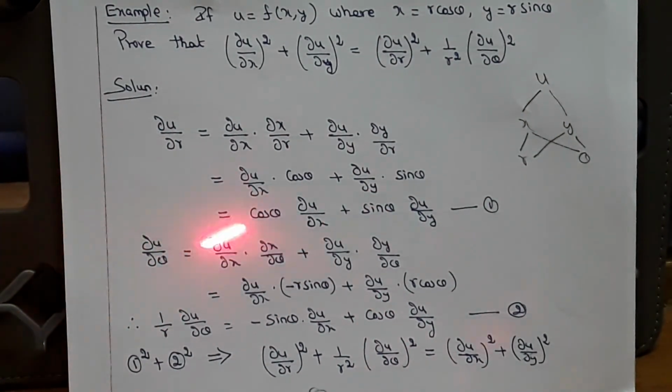Similarly, we can find dou u by dou theta. By keeping r constant, we can take the differentiation partially with respect to theta. We will get this result. Then we divide both sides by r. Take the square of the first equation and the second equation and add them. We will get the LHS. So thus we prove the result. We have taken the RHS, we derived it and we brought the LHS.